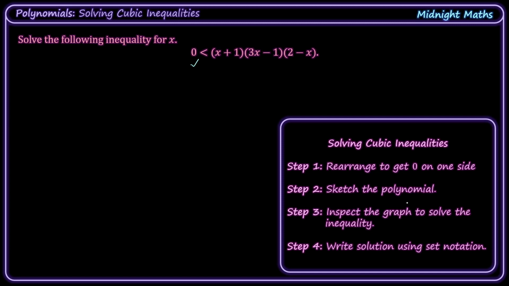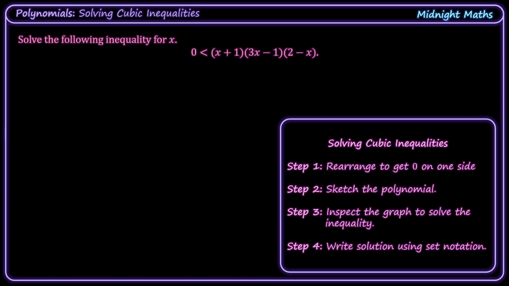Step 2, and this is an important step, we need to actually sketch the polynomial using our understanding of how cubics work, or for higher order polynomials, how those ones work. We've got to actually draw the sketch. Once the sketch is drawn, we can inspect the graph and solve the inequality visually.